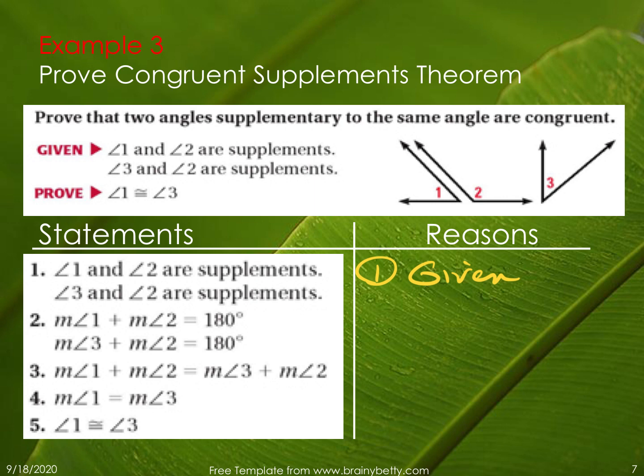Now, if you were writing this and you've already been presented this theorem, we can do it in 2 steps. We could jump all the way down to number 5, and that reason would be the congruent supplement theorem. But we're going to prove this theorem instead. So my next statement, statement number 2, is now showing what supplementary angles mean. That they're the 2 angles, 1 plus 2 equals 180. And 3 plus 2 equals 180. So this is the definition of supplementary.